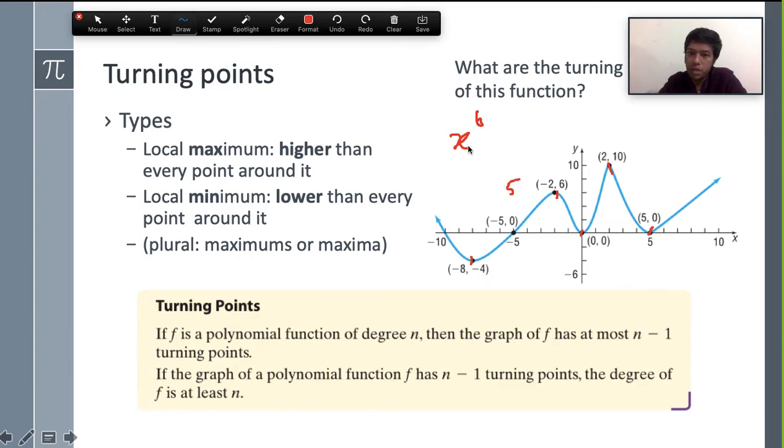Because if the power is 6, then it can have a maximum of 5 turnings. Always 1 less. But sometimes it can have 4 turnings also, in some crazy situations. It can have 3 turnings also. But the maximum it can have is 5 turnings if the power is 6. That is what this theory means. This is directly taken from the book.